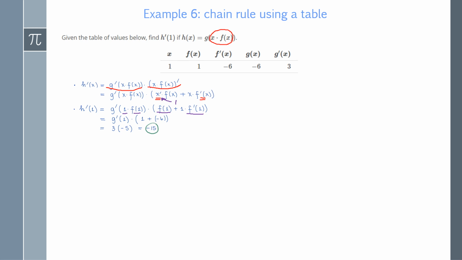Okay, and now we compute all these values from the table. So what is f of 1? F of 1 is 1. 1 times 1 is still 1. And we know the value for g prime of 1, that is over here, that is +3. Okay, what happens for the second group? Here we have f prime of 1, and that is -6. So 1 plus -6, that's -5. That's where this number comes from, and that is equal to -15.